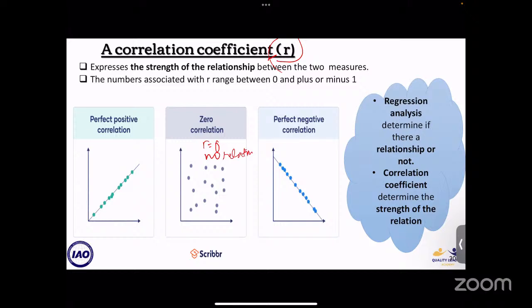If it is positive, then it is a direct relationship. If it is negative, then it is an inverse relationship. What does that mean? For example, if you have two variables, we will use a scatter diagram, which we will study next time, inshallah.